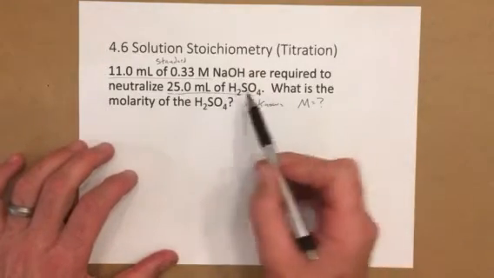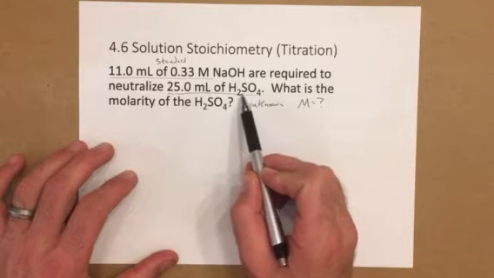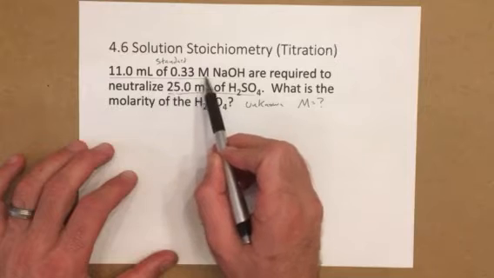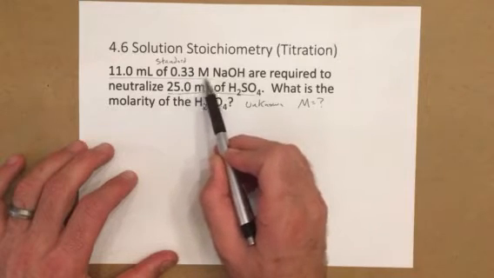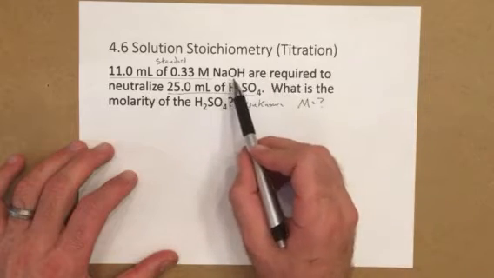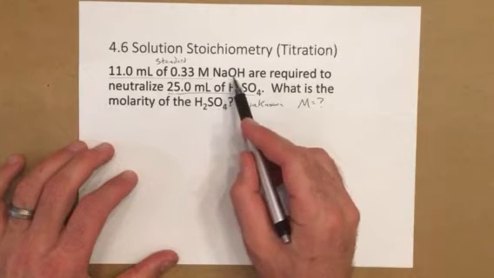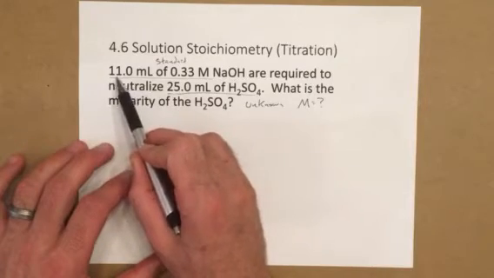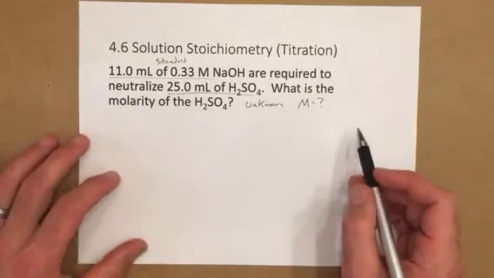But typically, in this example, we would have taken the 25 milliliters of sulfuric acid, and then added slowly the 0.33 molar sodium hydroxide to that until an indicator indicated that we had reached the equivalence point. And at that point, we'd see how much was required, and it said that 11 milliliters were required.